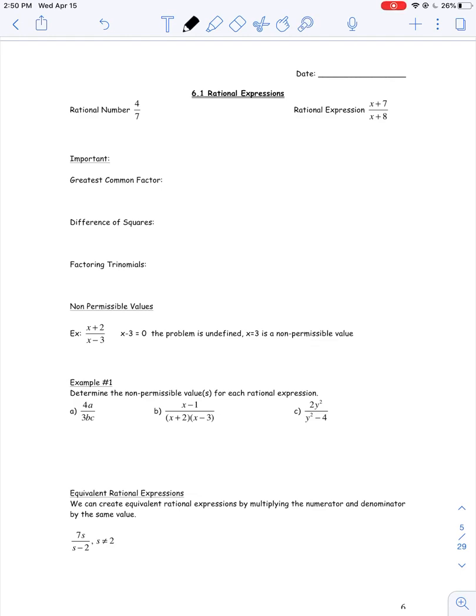Hello, Math 20-1 students. We're looking at lesson 6.1, rational expressions. So what I wanted to do was show you a rational number. So that's what you have seen in the past.